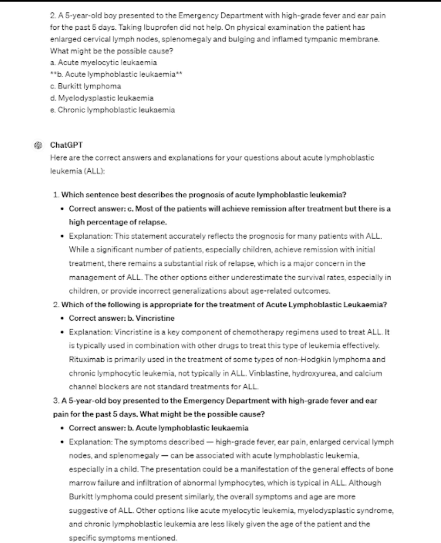The presentation could be a manifestation of the general effects of bone marrow failure and infiltration of abnormal lymphocytes, which is typical in ALL. Although Burkitt lymphoma could present similarly, the overall symptoms and age are more suggestive of ALL. Other options like acute myelocytic leukemia, myelodysplastic syndrome, and chronic lymphoblastic leukemia are less likely given the age of the patient and the specific symptoms mentioned.